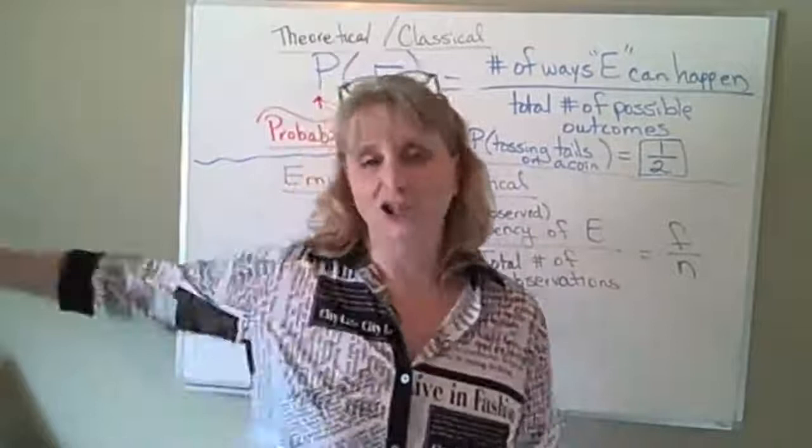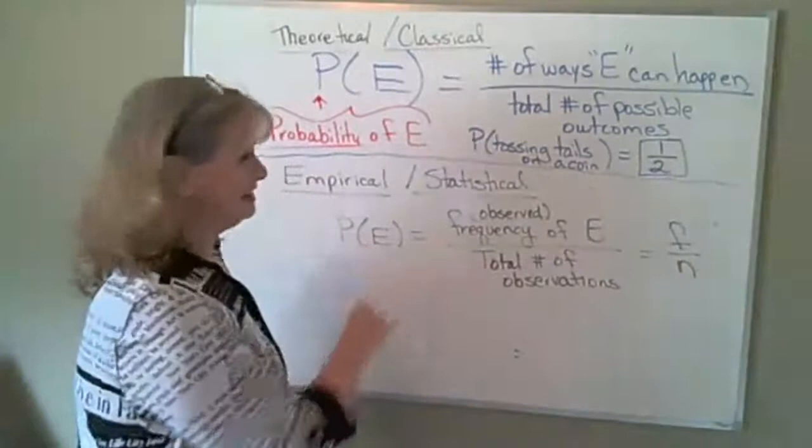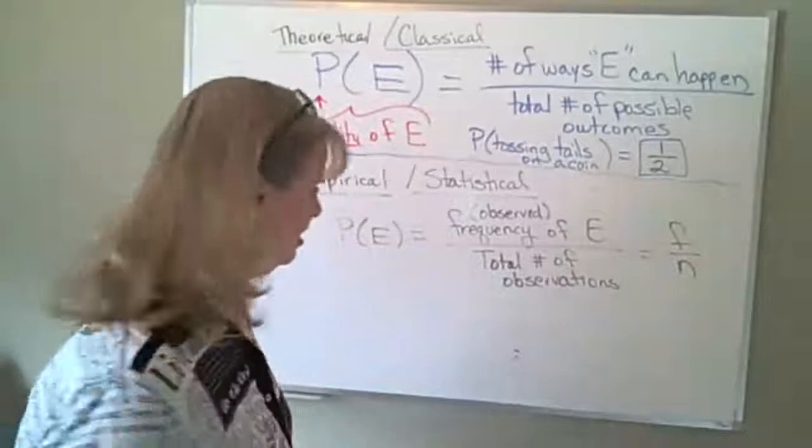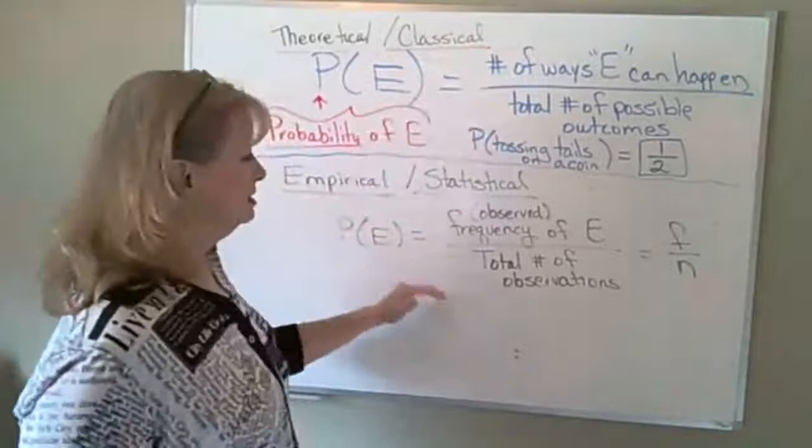So that's just an example of empirical or statistical probability. And in that particular instance, my probability of heads or tails came out exactly what the theoretical was, but that's pretty unusual. I got super lucky on that one. So the difference is this is theoretical, based just on the number of possible outcomes and the number of ways E can happen. Empirical is based on observations.